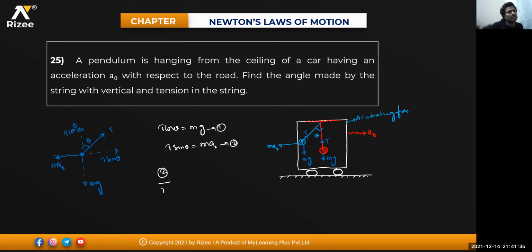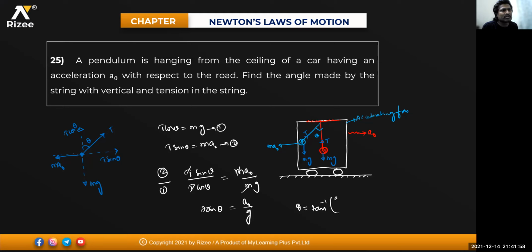So divide 2 by 1. So it is T into sin theta divided by T into cos theta is equal to m into a0 divided by m into g. m gets cancelled, T and T will get cancelled. Sin by cos is nothing but tan. So tan theta is equal to a0 divided by g. Find the angle is asking, that means theta. Theta will be equal to tan inverse of a0 divided by g. So this will be the angle made. Clear?